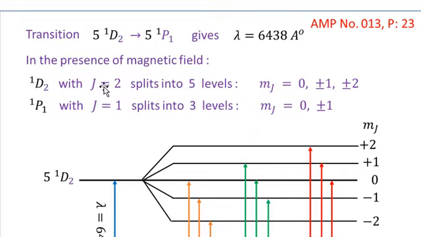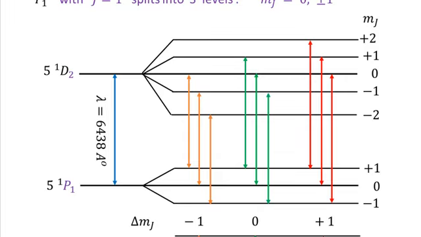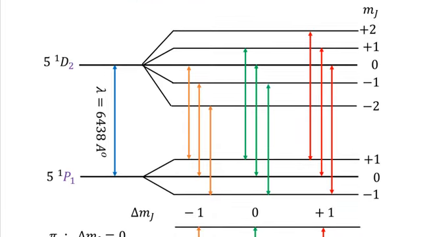That is, the J degeneracy will be lifted. This J equal to 2 level will be split into 5 Mj levels, and this J equal to 1 level will be split into 3 levels. So these levels are shown in the presence of the magnetic field, and these have equal spacing between them.